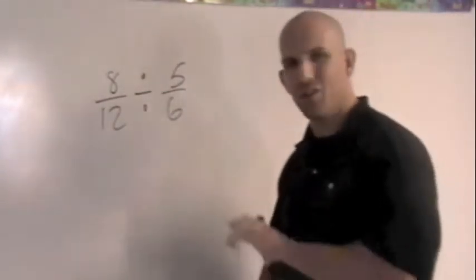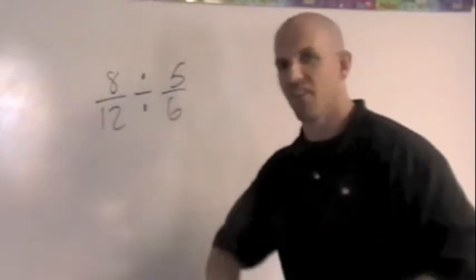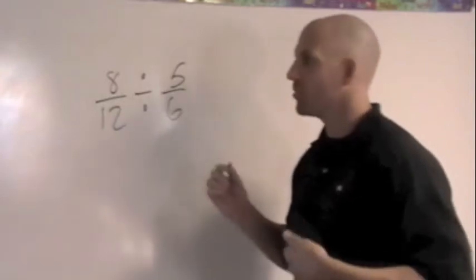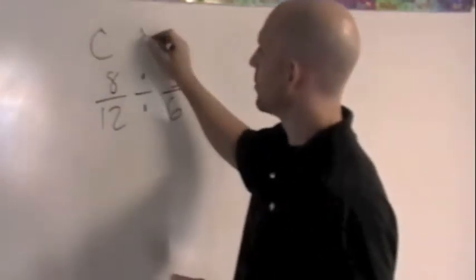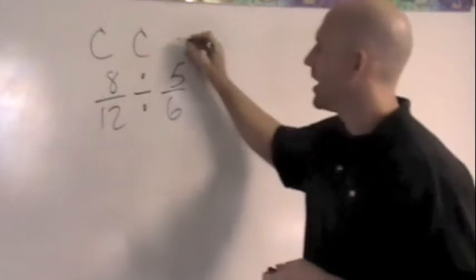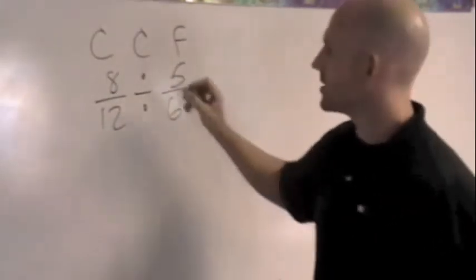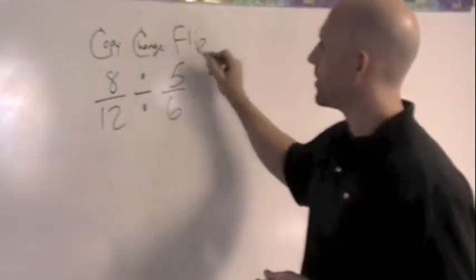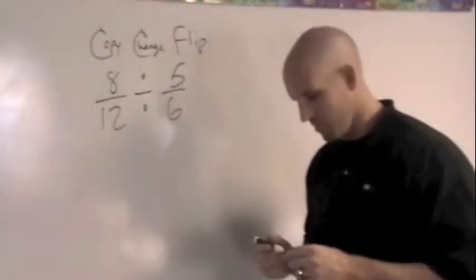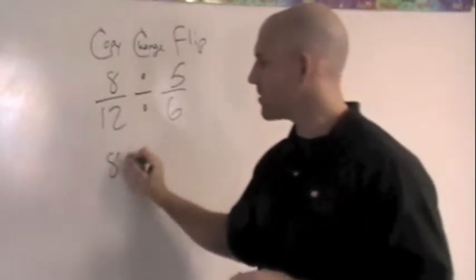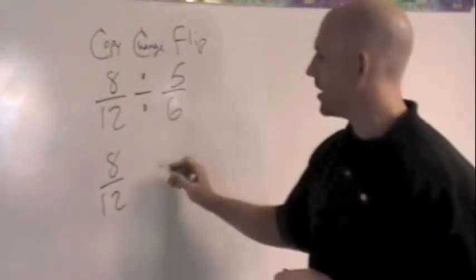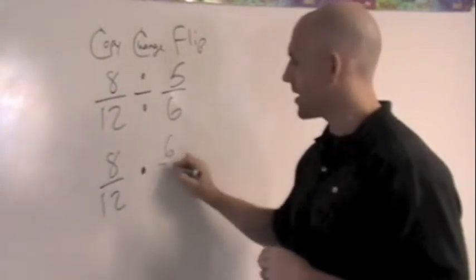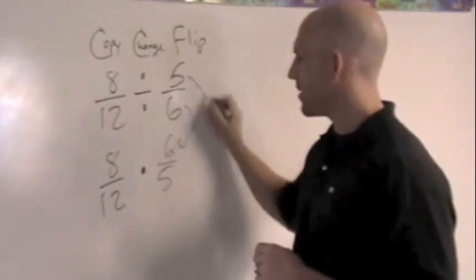So, before we do anything to this problem, we don't simplify, we don't cancel, nothing happens until we've copied, changed, and flipped. So we're going to copy this first one, we're going to change this division sign, and we are going to flip the second fraction, okay? Copy, change, and flip. All right, very simple, CCF. Commit it to memory. 8/12 comes down exactly like it was. We don't divide. We multiply that by 6/5. There's my flip right there.